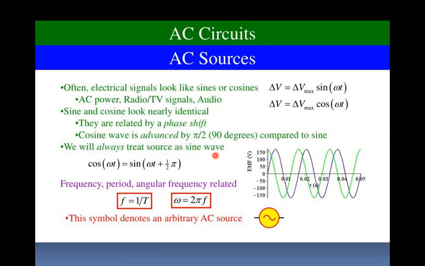So frequency is nothing but 1 by T, and angular frequency, angular speed, is nothing but omega, which is equal to 2 pi f. And this is basically a symbol for an alternating current. And we can give that V is equal to V max sin omega t, or V is equal to V max cos omega t. We will study in the next slide what is V max, what is omega, what is f, all these variables.